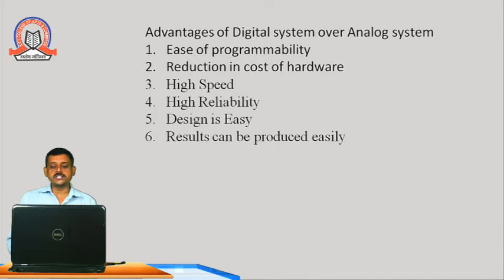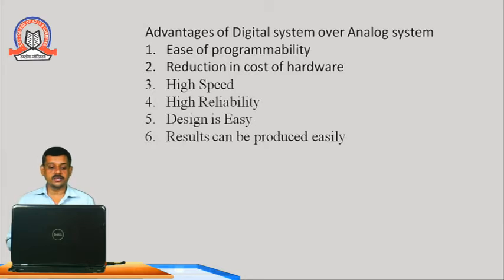Now there are a few advantages of a digital system over the analog system. The very first advantage is ease of programmability. A digital system or digital circuit is easier to program than the analog system. The second advantage is reduction of hardware cost. A digital system uses digital data as well as digital signals, which is much cheaper than the analog signal. Then it is of higher speed than the analog system.